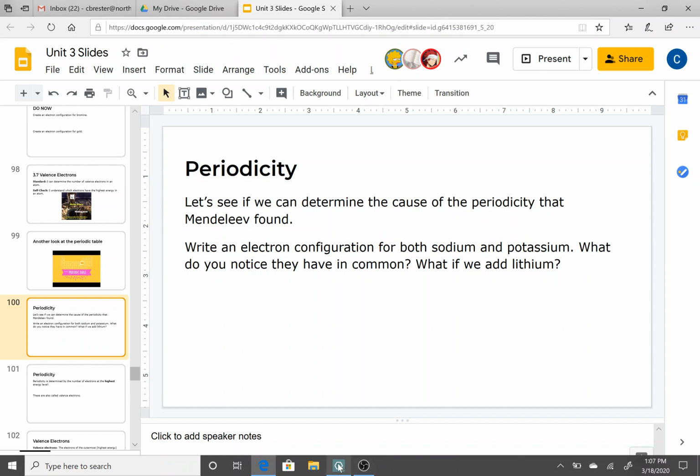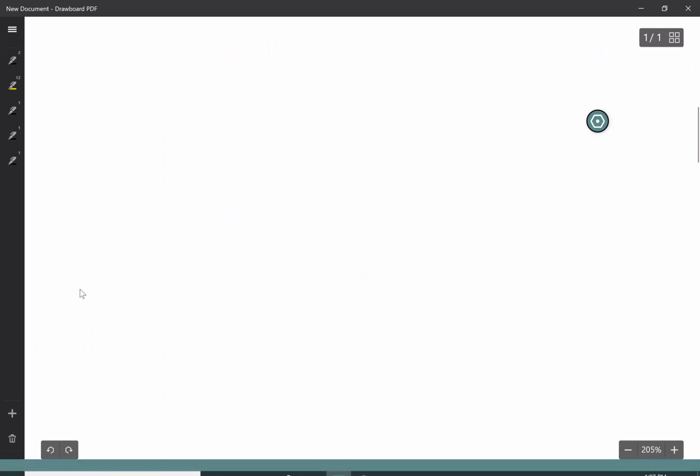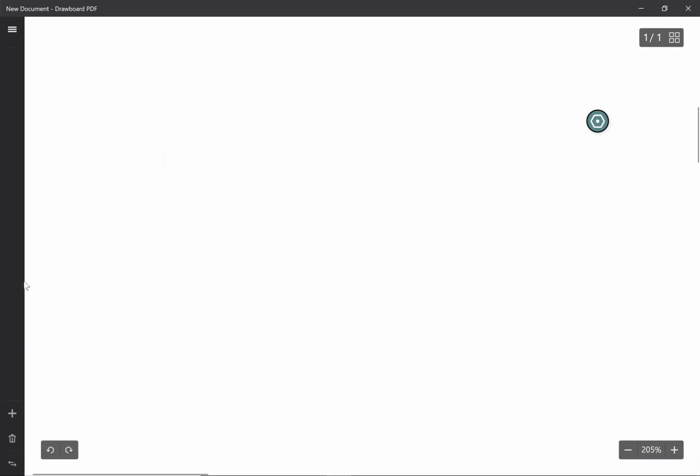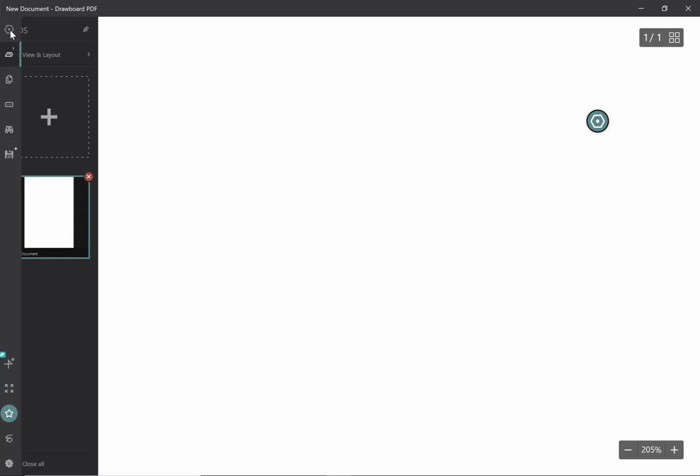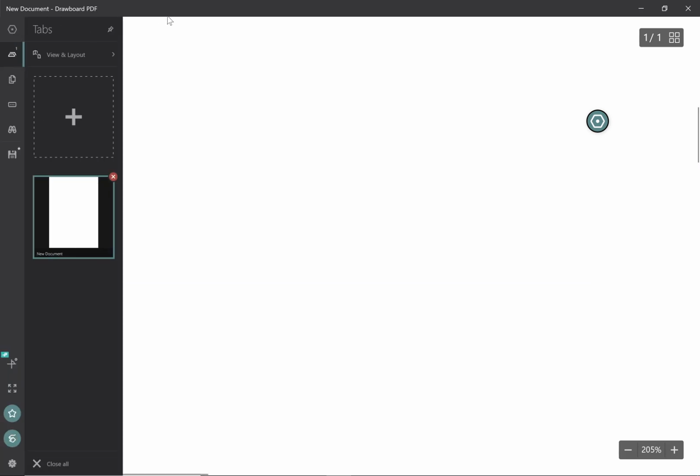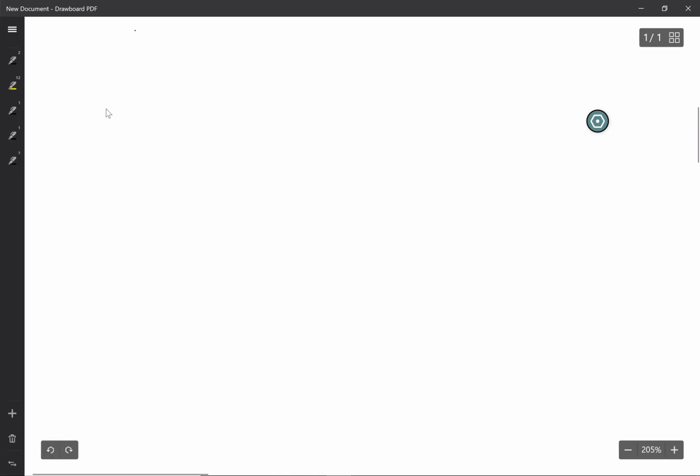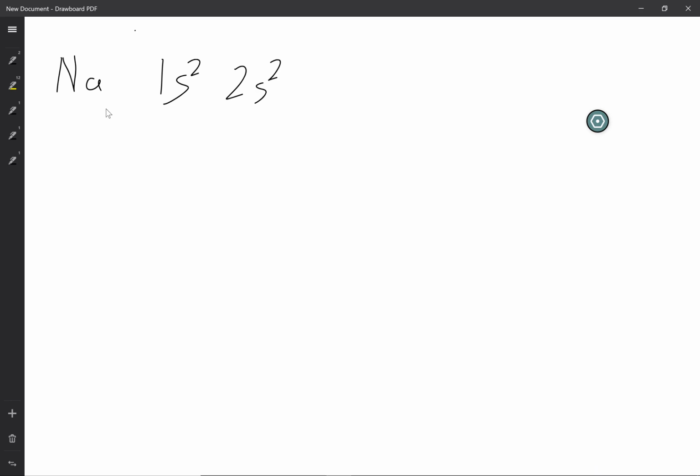Okay, I have a drawing tool, and I'll do it along with you here. Electron configuration for sodium and potassium. So sodium, we're looking at 1s2, 2s2, 2p6, 3s1, right? Element number 11.